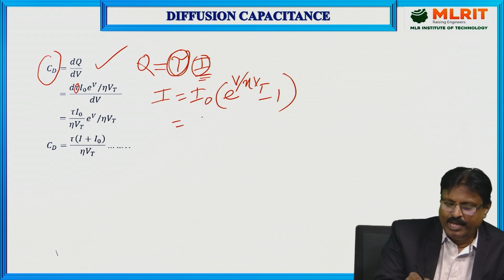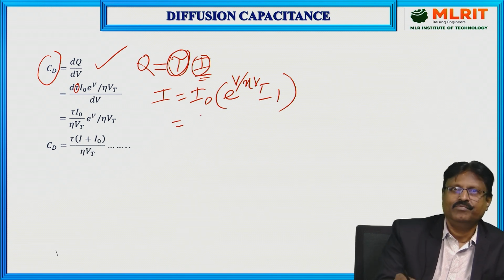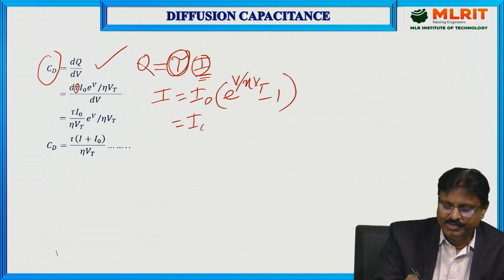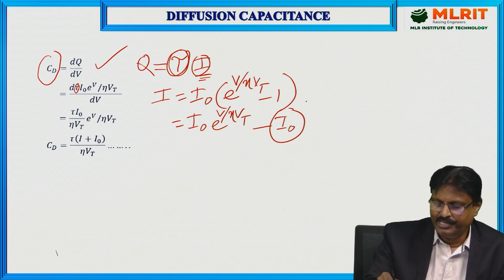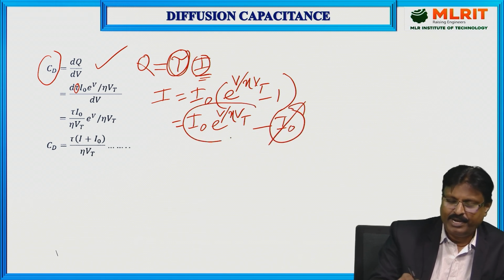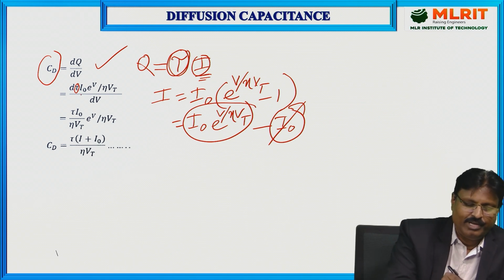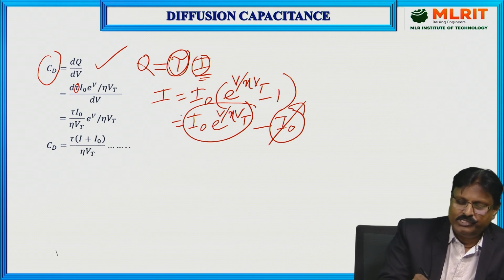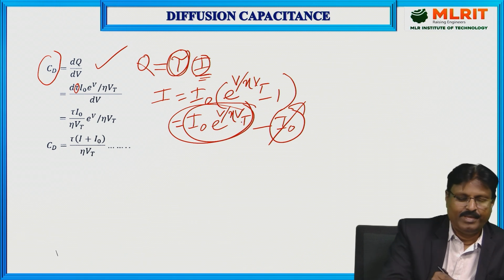If you expand this equation, it can be written as I naught into e to the power of V by eta Vt minus I naught. As you know, I naught is a very, very small quantity, so I am ignoring it. Simply I am writing I is equal to I naught into e to the power of V by eta Vt. So that only I wrote here. dq is equal to tau I, and instead of I I wrote I naught into e to the power of V by eta Vt, by dV.